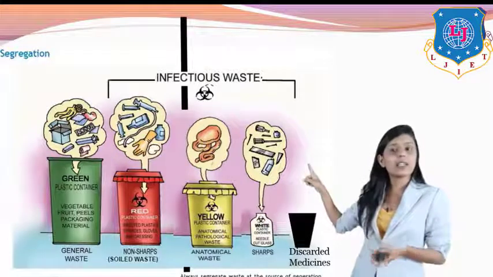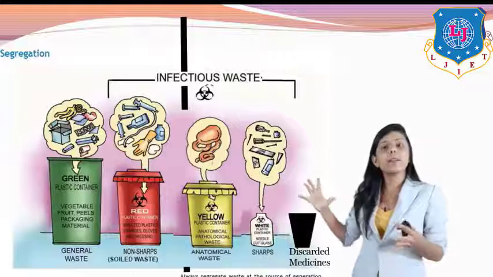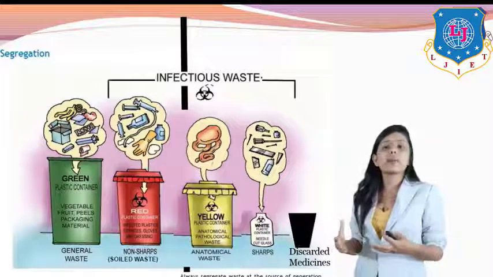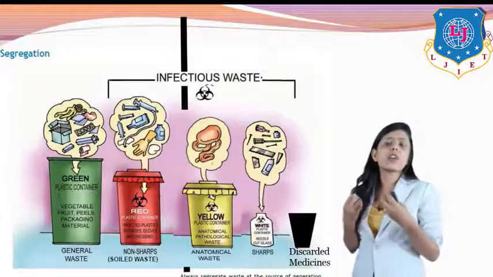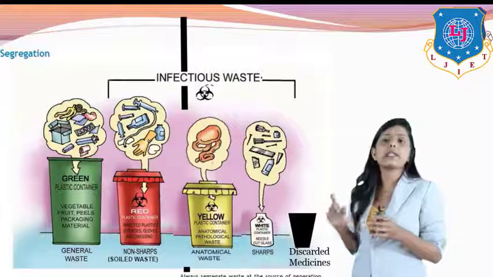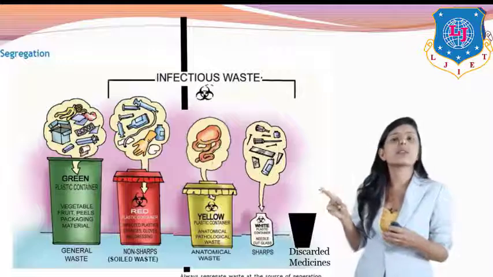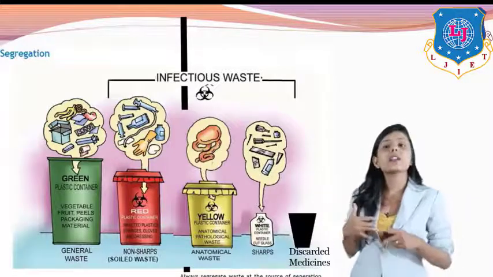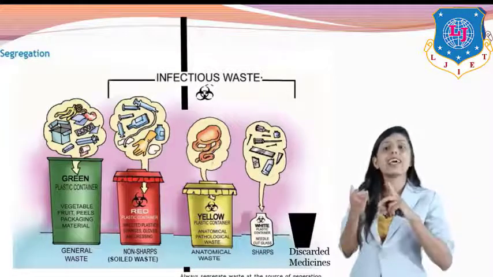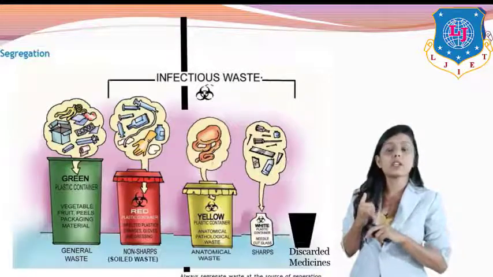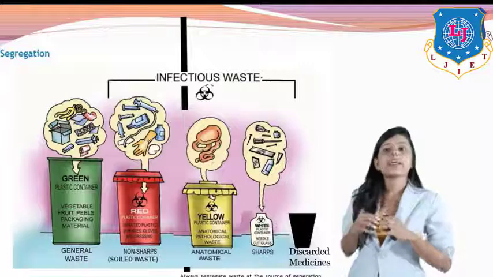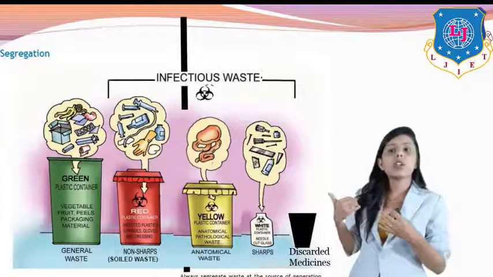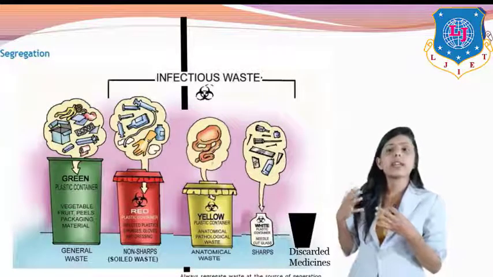So first is the green color dustbin, that is for normal waste: plastic, packaging material, fruits, any waste which is non-infectious and not related to hospital treatment goes under the green color dustbin. Red color dustbin consists of infectious waste, but non-sharp infectious waste. For example, cotton, gloves, dressing pads, then bottles; all this waste comes under the red color dustbin.